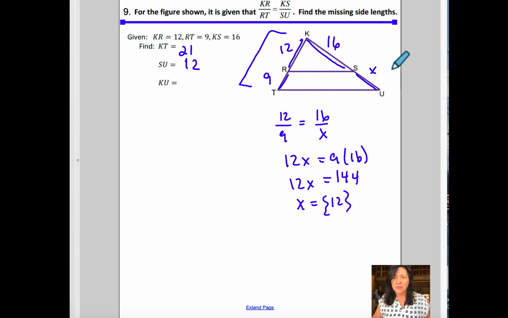Okay, SU, where's that? I'm going to cross that out. We just found that, that's 12. Now they want to know what KU is. Where's KU? KU is this whole length. Well, it's just 28. You just have to add 16 plus 12.